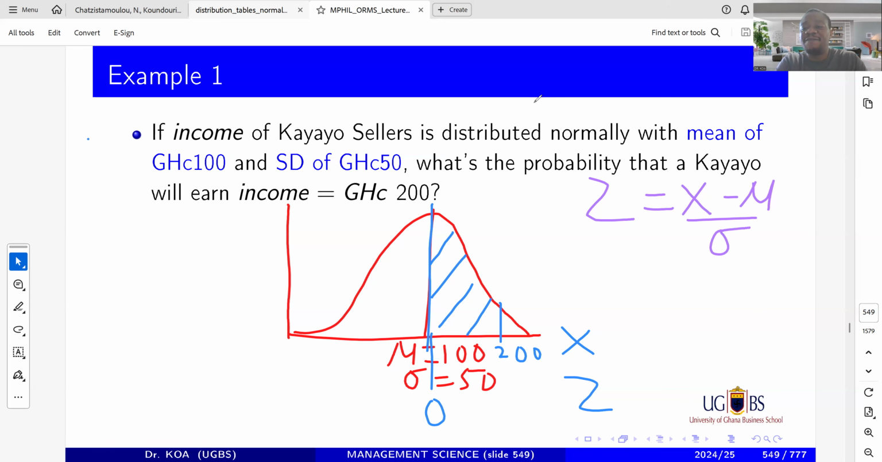Okay, how do you find the Z value? Well, substitute the values. X was given as 200. So you write that. Mu was already given as 100. And then the standard deviation was given as 50. Whatever answer you get, you must always convert it to 2 decimal places. I'll tell you why very soon.